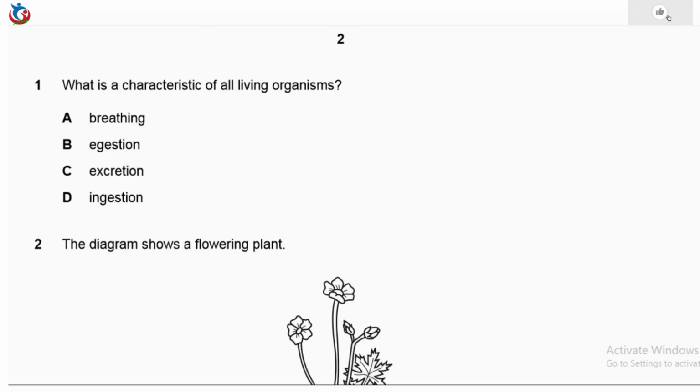What is a characteristic of all living organisms? Okay, breathing is not a specific characteristic, so you won't go for that. Egestion is not a specific characteristic, but when you say excretion is a characteristic, and egestion is not a specific characteristic. So a characteristic of living organism here is excretion.